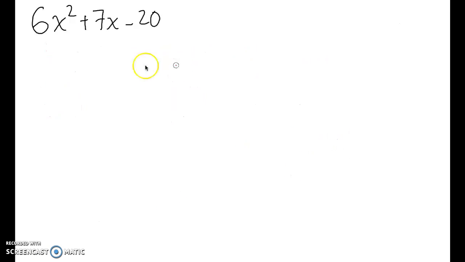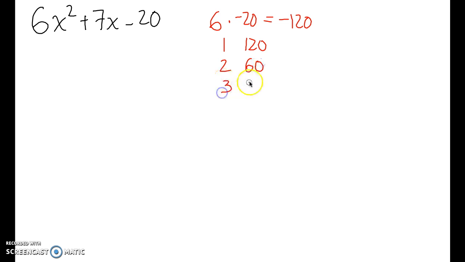Okay, now we're going to look at an example that's a little more complicated. So I'm going to multiply my a times my c term, and then I get negative 120, which is a large number to try to look for the factors. Once again, rather than trying to look for numbers that add up to 7, it's much easier to find numbers that multiply to give me negative 120. So I have 1 times 120, and then I can keep going. 2 times 60, 3 times 40, 4 times 30, 5 times 24.